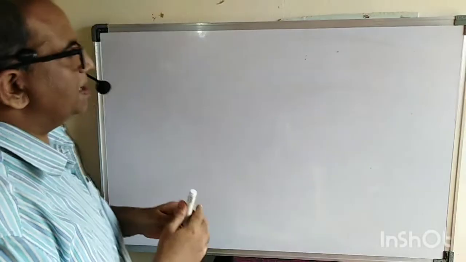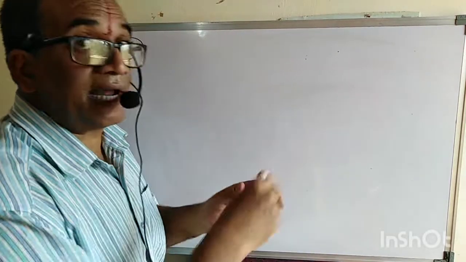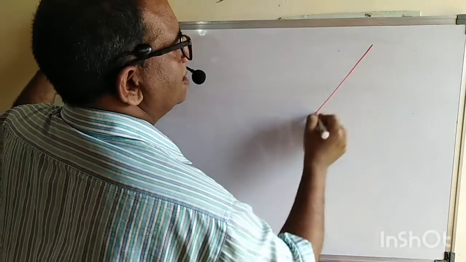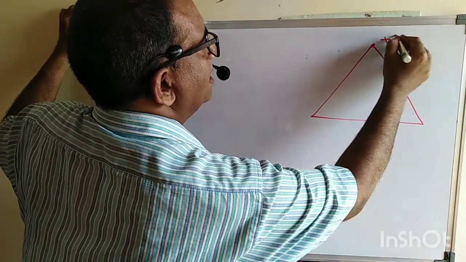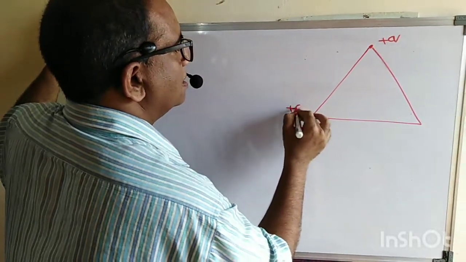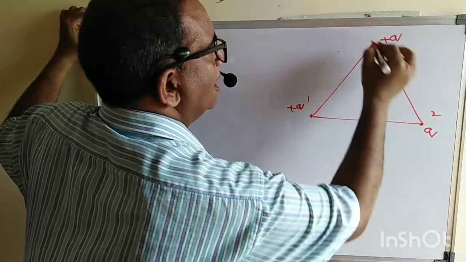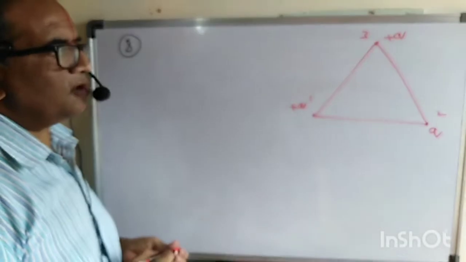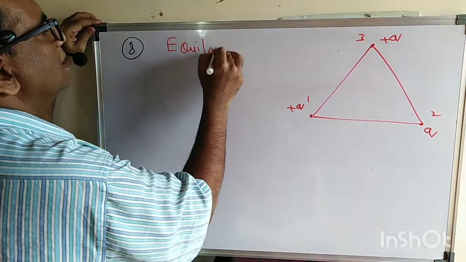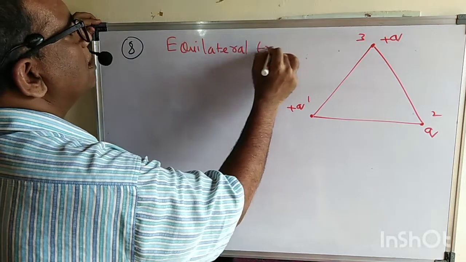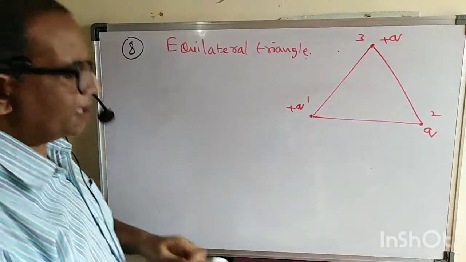In the eighth problem what will we do? Note down. They have given a triangle. In this triangle, again they kept the same charges. Let us call them 1, 2 and 3. Now find the force acting on 1. Remember, this is an equilateral triangle. So in the equilateral triangle, now what is the force here?